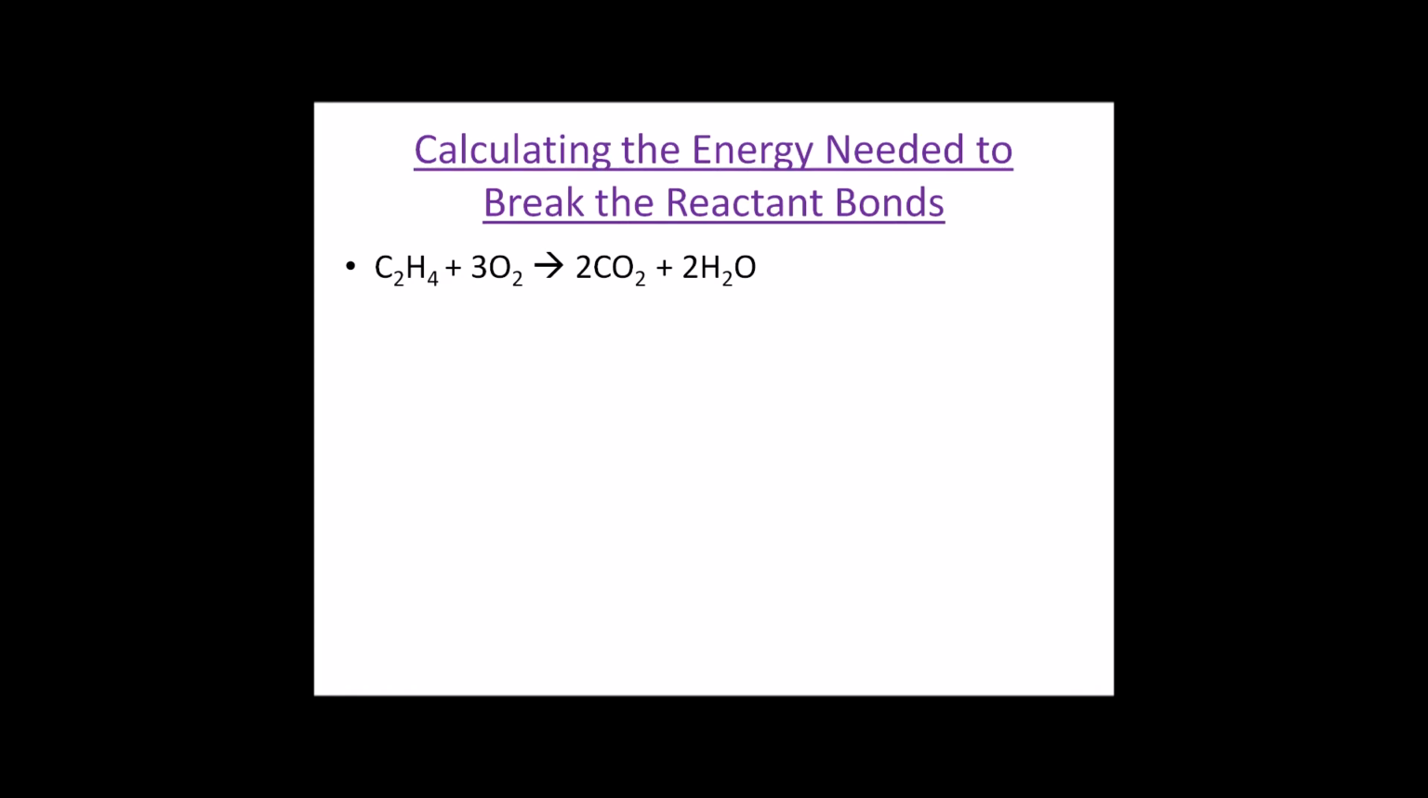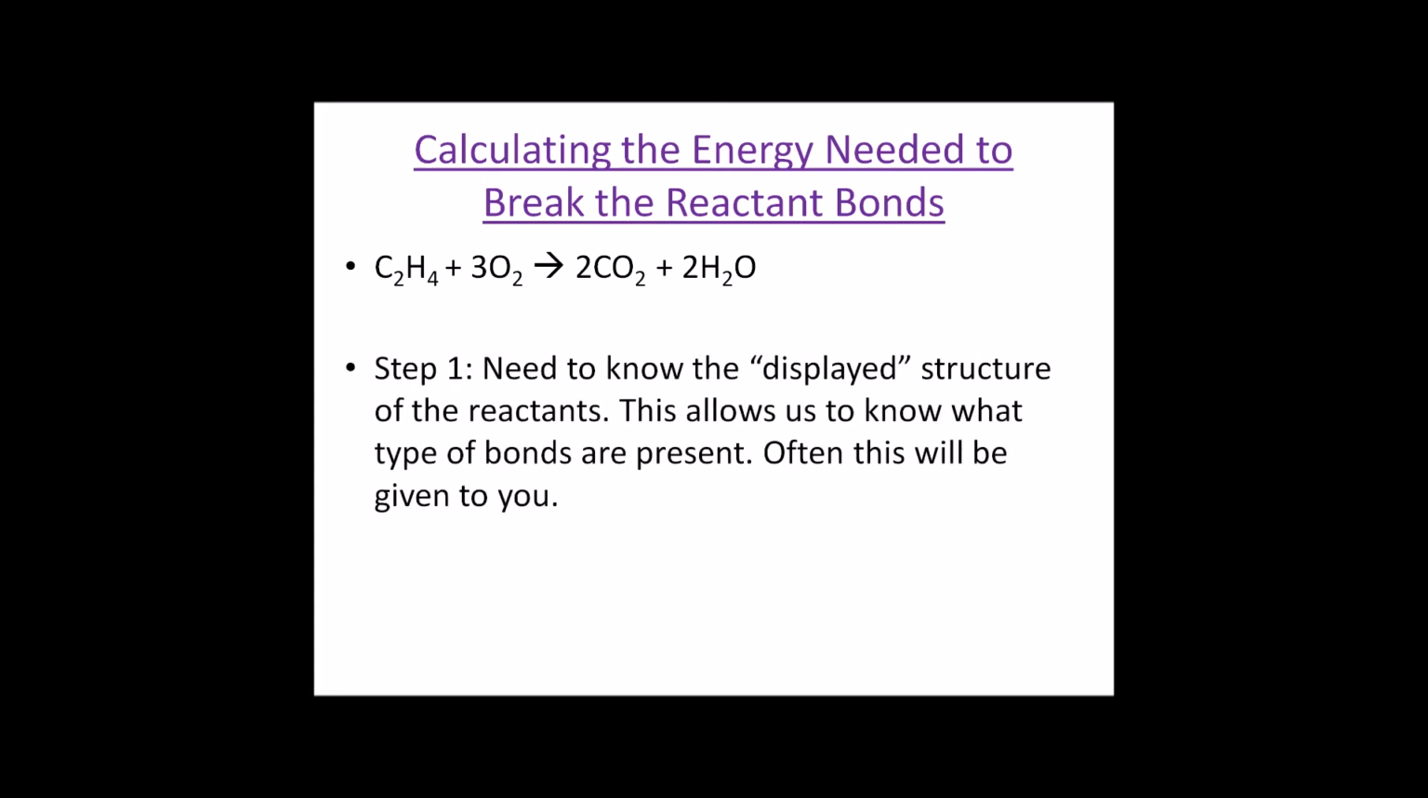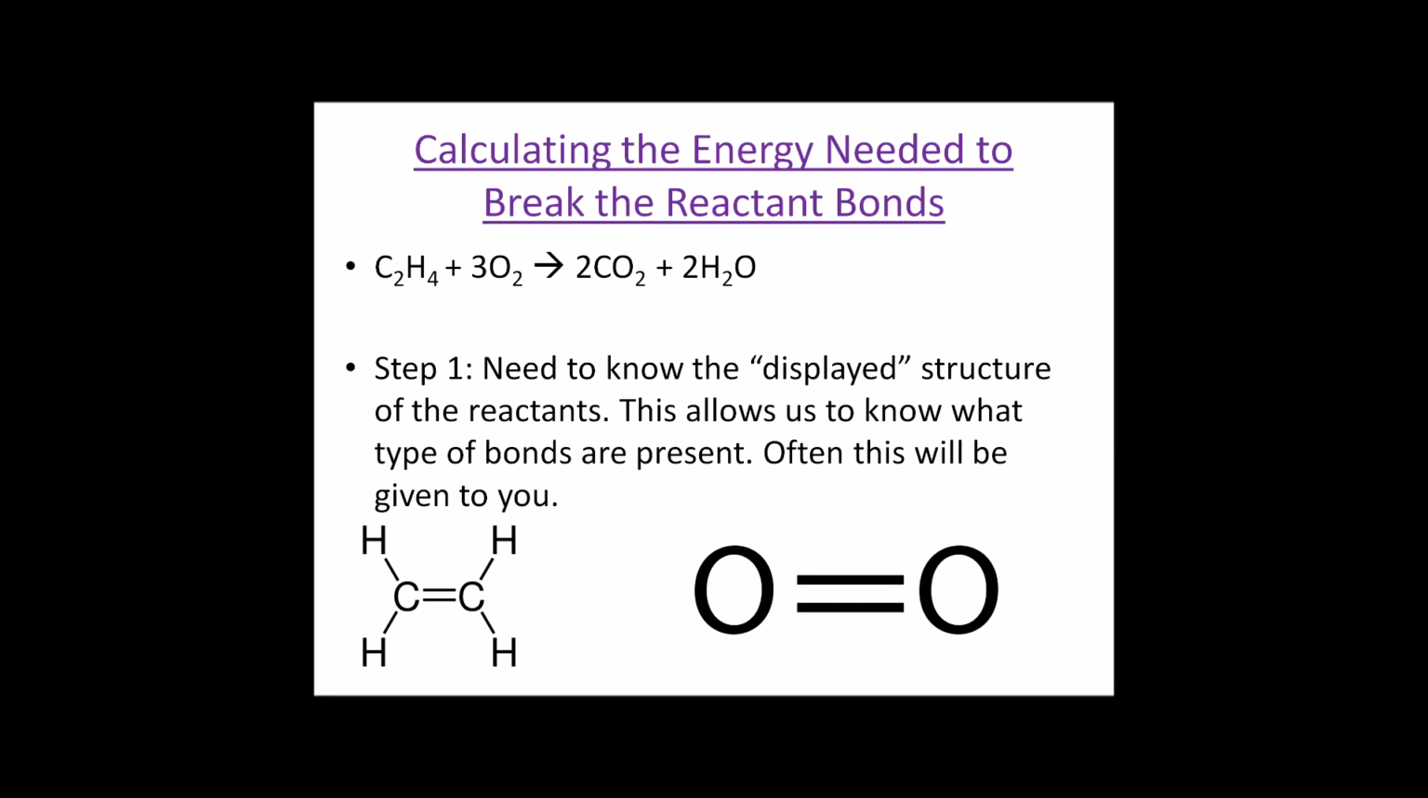So let's have a look at this. Let's calculate first the energy needed to break the reactant bonds. And again, we've got a balanced equation. So we need to know the displayed structure of the reaction. And this reactant, often this will get given to you in the exam question. And this is what they look like. So on the left down here at the bottom, we've got our ethene displayed structure.